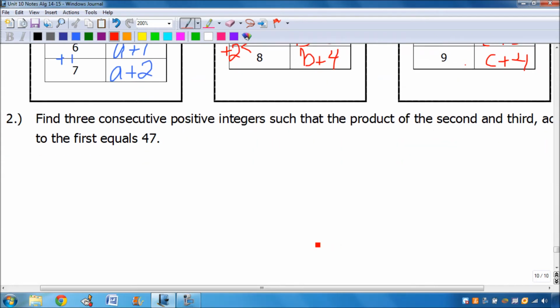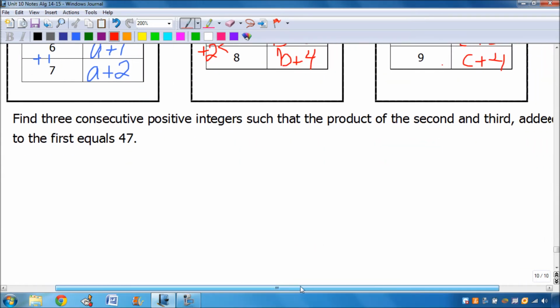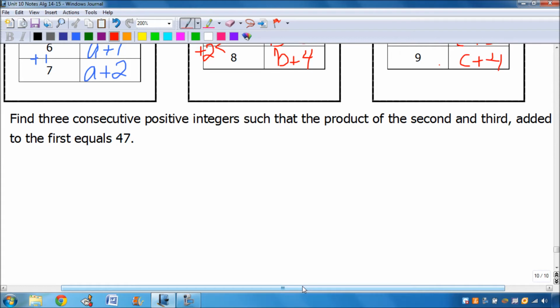So let's take a look at question number 2. It says find 3 consecutive positive integers such that the product of the second and third, and remember product means to multiply, added to the first equals 47. So let's take this little by little. If you break it up, it's super easy. So let's read it from the beginning again.